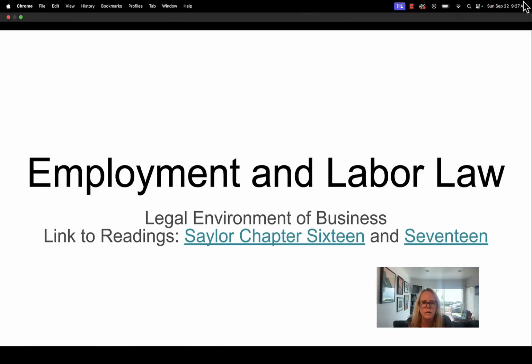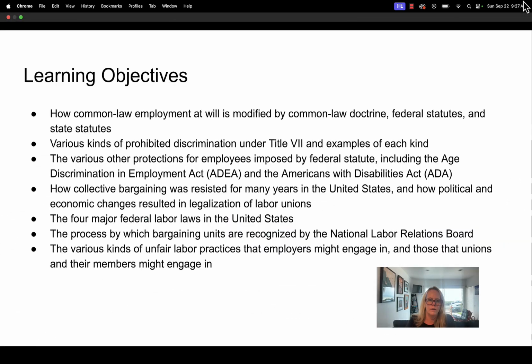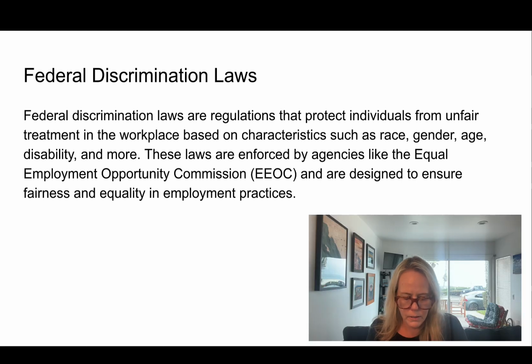All right, so let's take a look at labor and employment law. And the first thing that we're going to talk about is discrimination, because employment law is really about, in many ways, prohibiting discrimination in the workplace. Federal discrimination laws are regulations that protect individuals from unfair treatment in the workplace based on certain characteristics: race, gender, age, disability, all examples of what we would call protected classes.